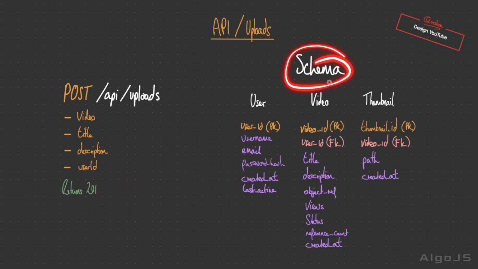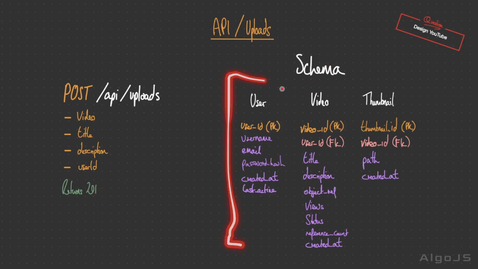Now, in terms of the schema, this is going to be in regards to the metadata, of which we're probably going to use some type of relational DB. We have a users table, video table, and thumbnails table. Now, user contains all the basic information for a user. We have the primary key set to user ID, username, email, password, created at, and last logged in.